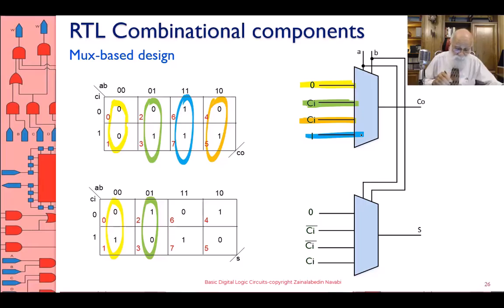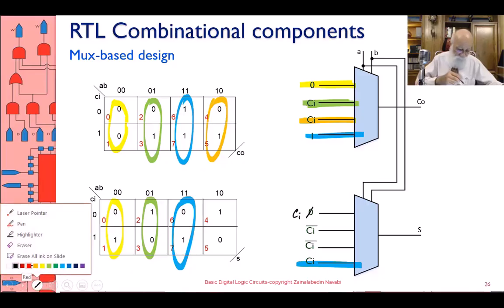Let's do the same thing for the lower Karnaugh map. The lower Karnaugh map, the last one, 1, 1, is just C in, and then the first one, for the 0, 0 column, has to be C in. Okay, this is CI.